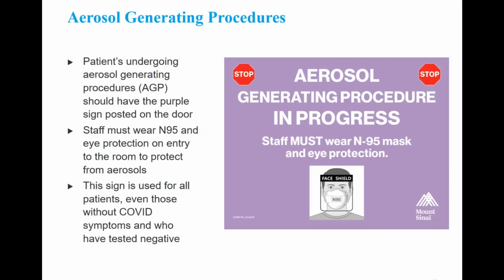One of the signs you might see while on the units is a purple sign titled Aerosol Generating Procedure in Progress. We sometimes abbreviate this as an AGP. For anyone entering the room who is a staff member, they must wear an N95 respirator and eye protection. This sign is used for all patients, even those without COVID symptoms and those who may have tested negative.